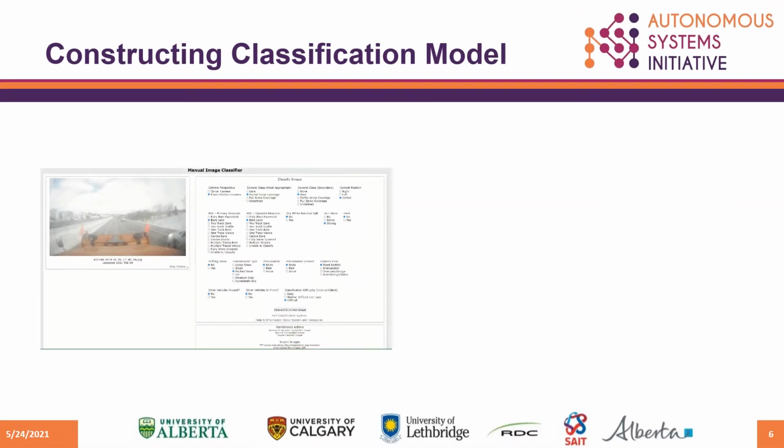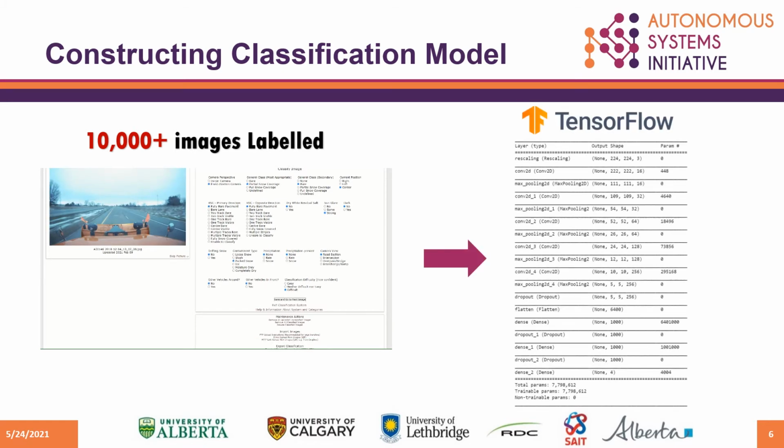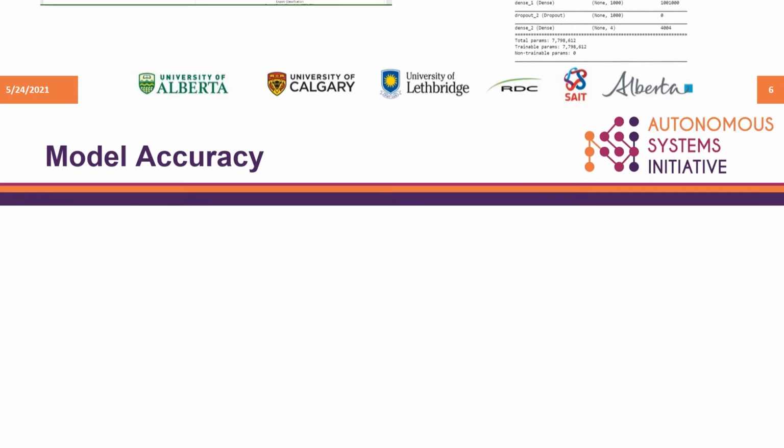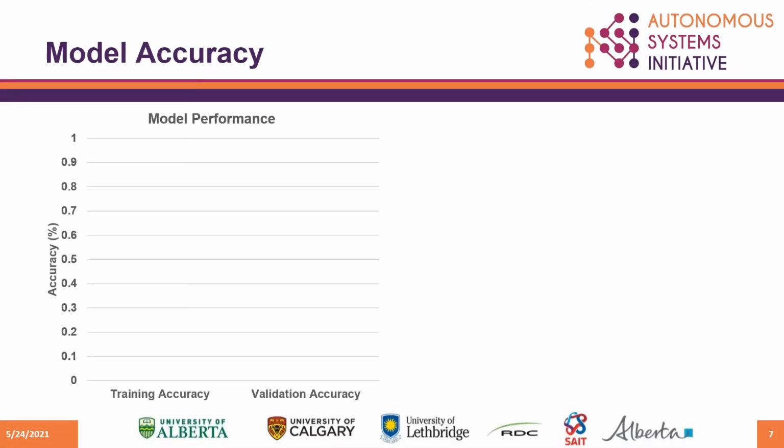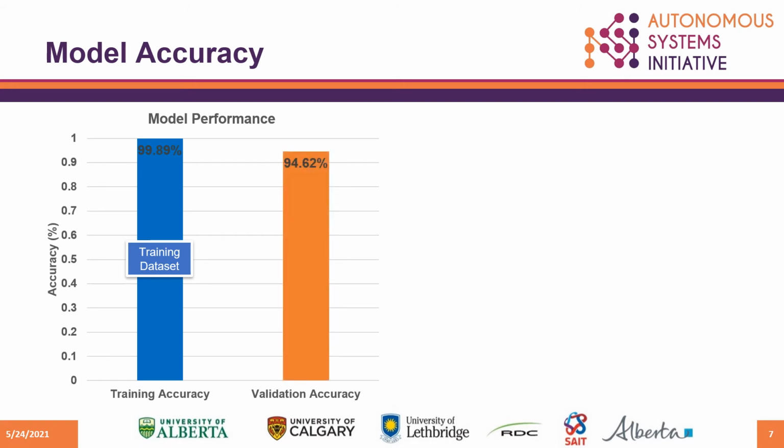To build our classification model, we manually classified over 10,000 images based on the 4 categories mentioned earlier to create our training dataset. This training dataset is then inputted into our deep learning network to construct our classification model. 2 different accuracies are taken to evaluate the performance of our model. In the blue is our training accuracy, which is evaluated based on the training dataset. Because the model has already seen the images we are testing it with, there's a chance that it has memorized the image classifications, providing us with inflated results of nearly 100%.